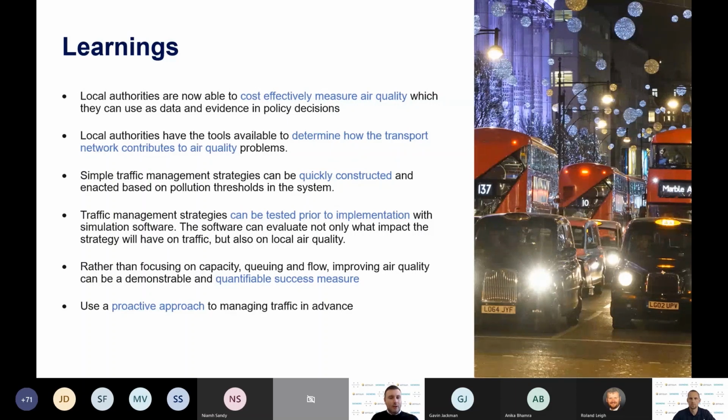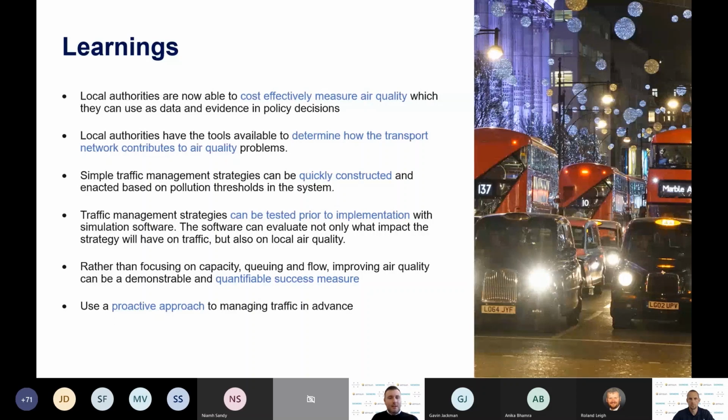And perhaps we've managed to demonstrate as well that there's a new success criterion that we can bring into traffic engineering, rather than relying on the more traditional measures of things like capacity, queuing and flow, maybe even journey time. Perhaps we should be introducing air quality as a demonstrable and quantifiable success measure. And perhaps that's something we should bring into our traffic management planning, to not only focus on the more traditional, but look at how this particular scheme would impact air quality in that particular area.